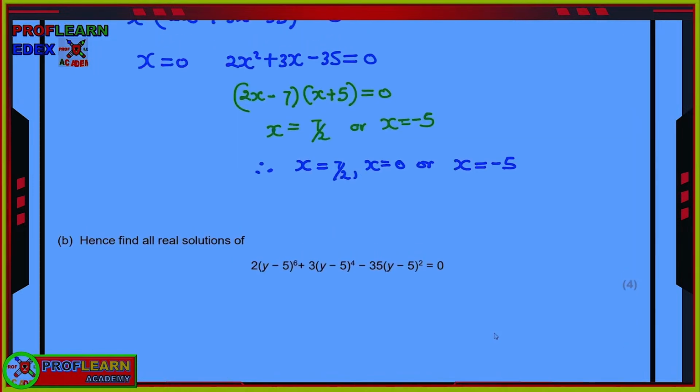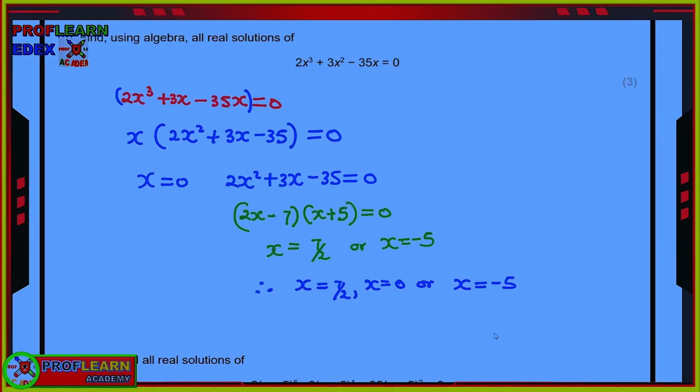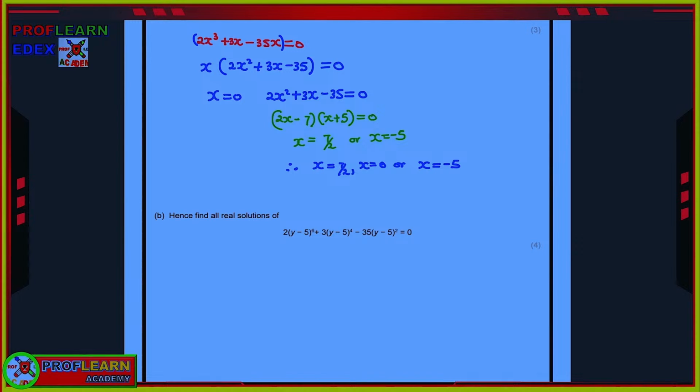All right, so those are the values of x. Hence, find the real solutions of this. You can see the equation that we are having here looks like what we were having initially, but our x is now replaced with y minus 5 squared. Rather, our value of x is replaced with y minus 5 squared.